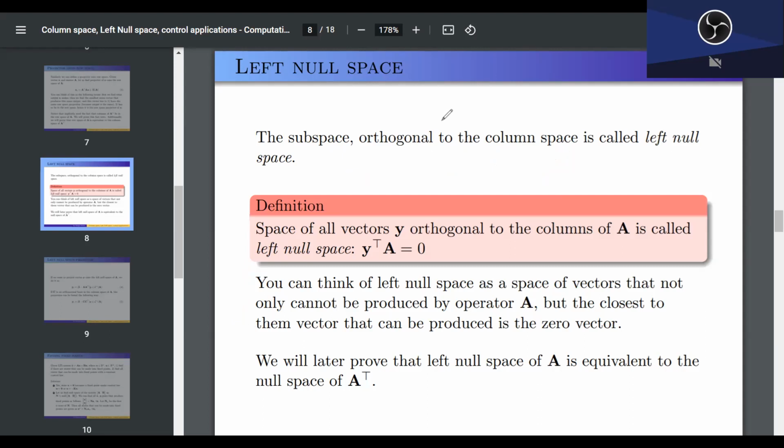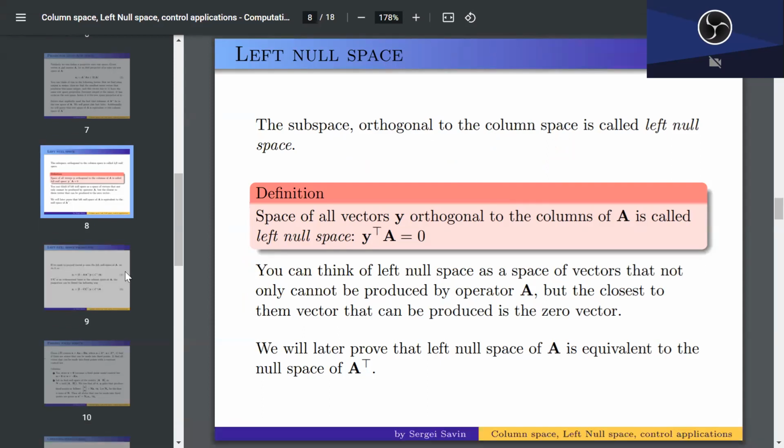Now notice this promise. We'll later prove that the left null space of A is equivalent to the null space of A transpose. So we'll do that today, just a little bit later. Same as I promised you, we will prove that row space of A is the same as column space of A transpose. Okay.